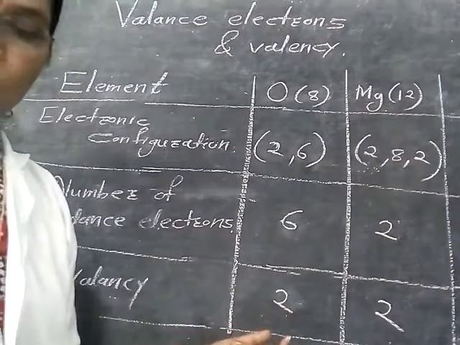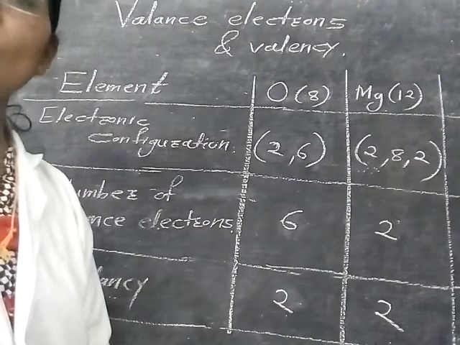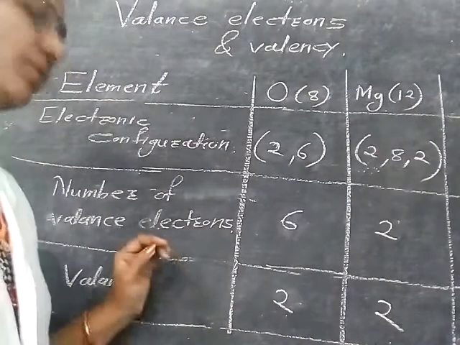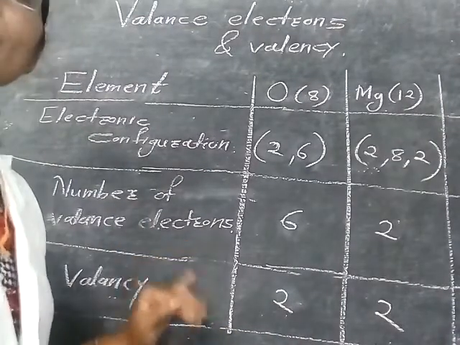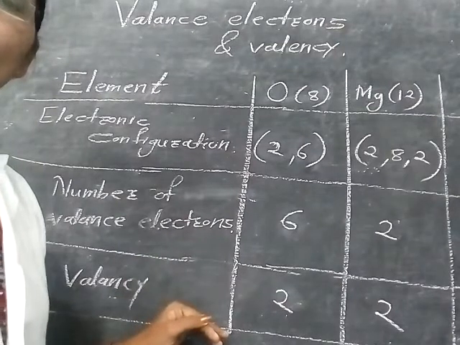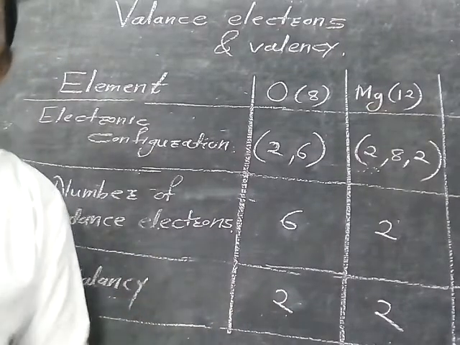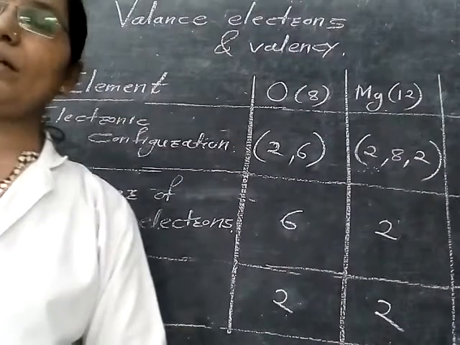So try to solve the examples given. Try to calculate the number of valence electrons and the valency of each atom. And if you have any difficulty, then we will discuss it in our live session.